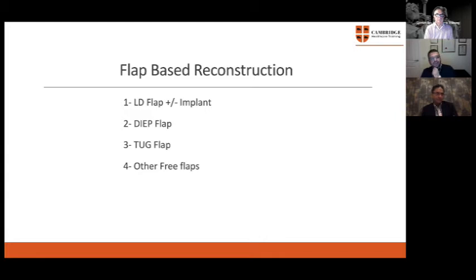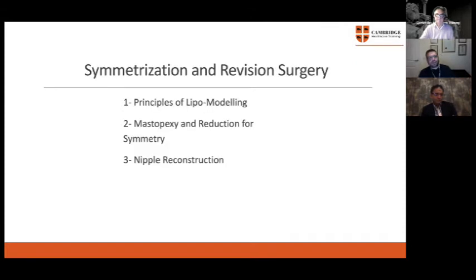Then free flap-based reconstruction from LD flaps to DIEP flaps to TUG flaps and other free flaps. And then we take a look at symmetrization and revision surgery. As you can see, this covers most of oncoplastic breast surgery. It's very broad. There's not one person that can cover all this.